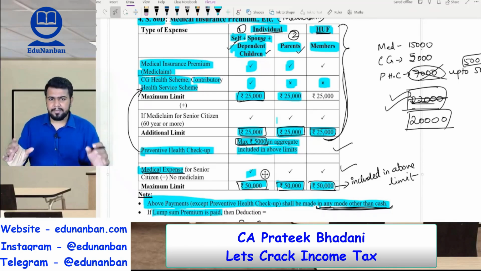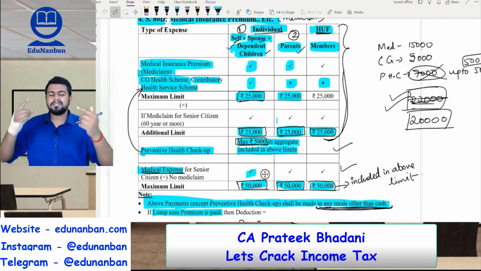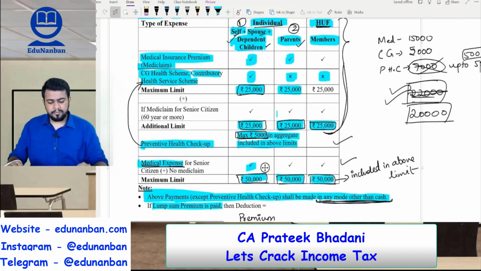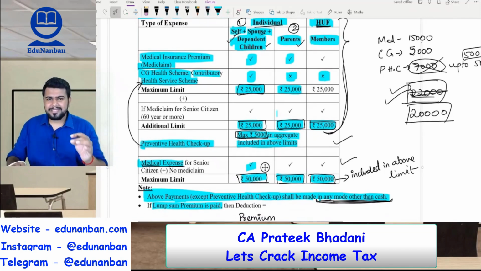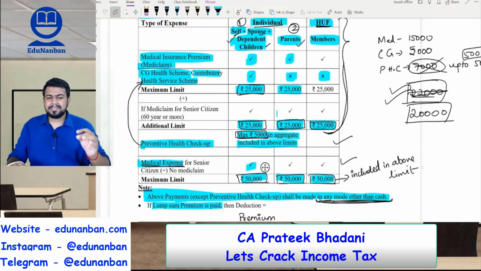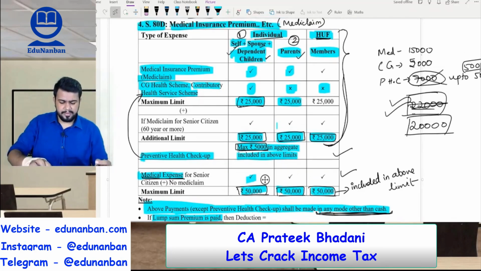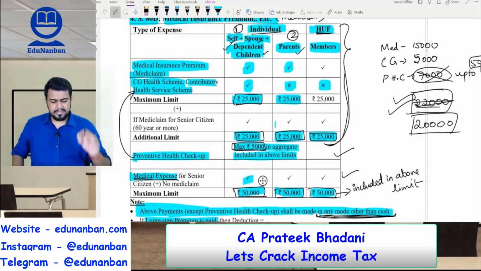50,000 is the maximum. However, if any one of the persons is a senior citizen and the amount is spent on the senior citizen, then the maximum amount is increased to 50,000 rupees. So if the individual himself is a senior citizen, then the maximum amount will be 50,000, or if one of the parents is a senior citizen, then the maximum amount will be 50,000 in such case. So maximum amount will be 50,000 if there is a senior citizen.